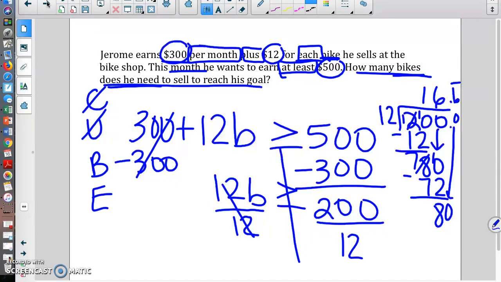Now, I can't sell 0.6 repeating of a bike. So how many bikes can you actually sell? Well, 16 or more. Okay? Because you aren't going to sell that 0.6 repeating of a bike.